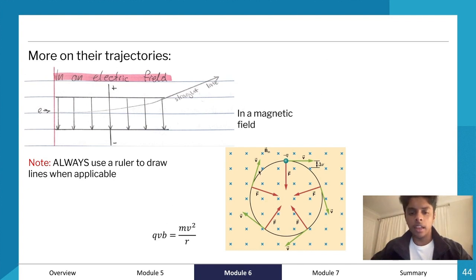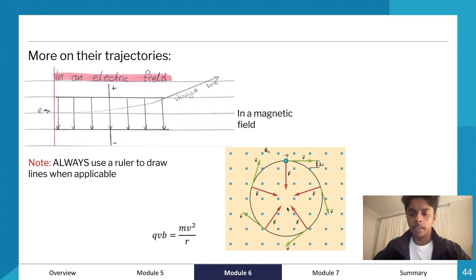And then in a magnetic field, it's a little bit different. We have QVB equal to mv squared over r, so we can find the radius. By equating these and cancelling, we have QB equal to mv over r. We can find different values based on what we're given. But it will just undergo uniform circular motion. You can see here the force is always perpendicular. The velocity, even though it's traveling in different directions, its plane will always be perpendicular to the plane of the magnetic field, which will in turn always be perpendicular to the plane of the force.